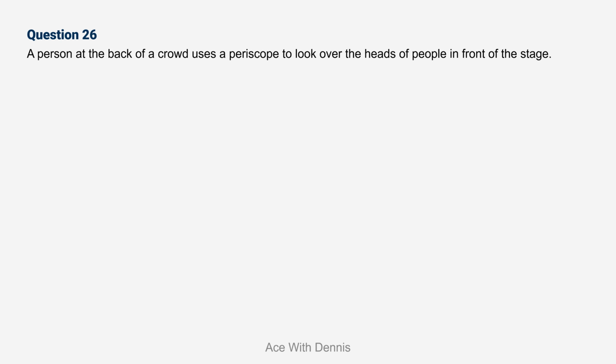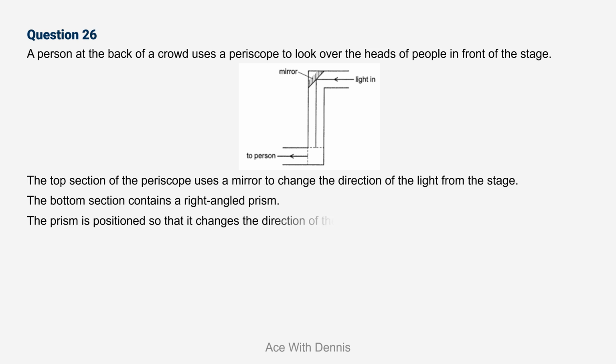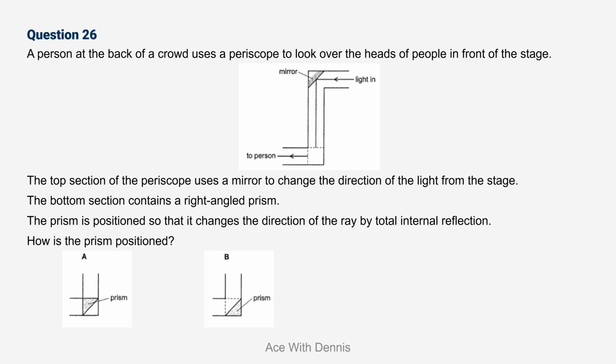Question 26. A person at the back of a crowd uses a periscope to look over the heads of people in front of the stage. As shown in this diagram, this is a periscope. The top section of the periscope uses a mirror to change the direction of the light from the stage. The bottom section contains a right-angled prism. The prism is positioned so that it changes the direction of the ray by total internal reflection. How is the prism positioned? Is it A, B, C, or D?